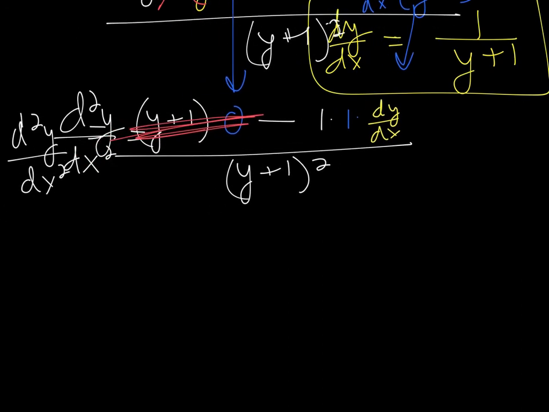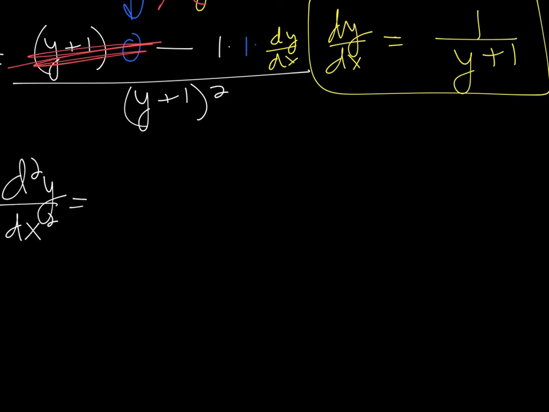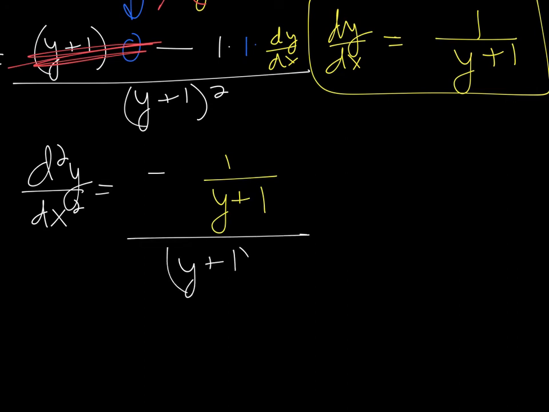Let's just kind of move this up here. I don't think we really need this part. So the second derivative is equal to, we said we had a negative 1 times dy/dx. dy/dx, of course, is my 1 over y plus 1. So I suppose we really don't need that one. We have negative dy/dx all over y plus 1 quantity squared.